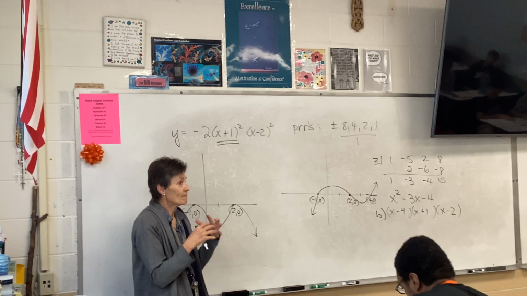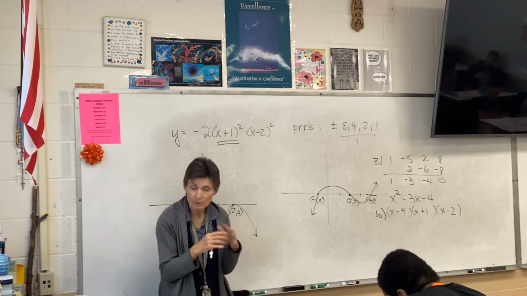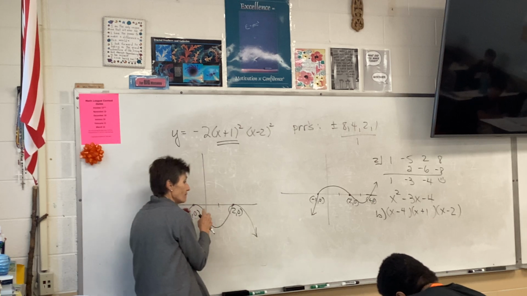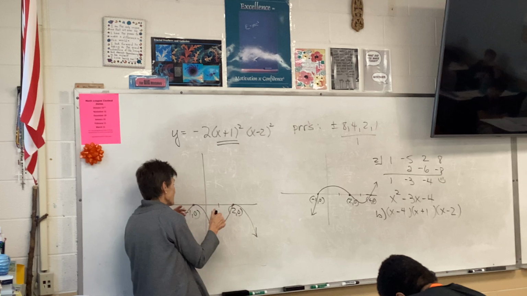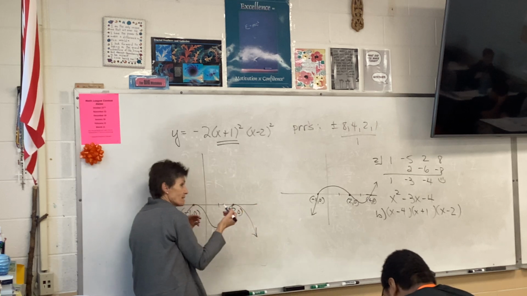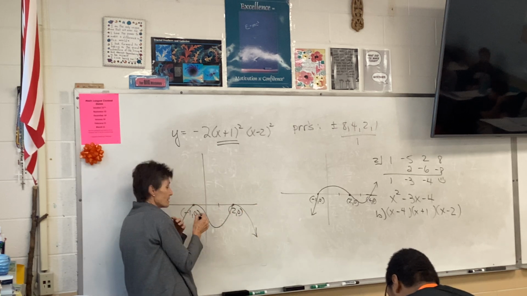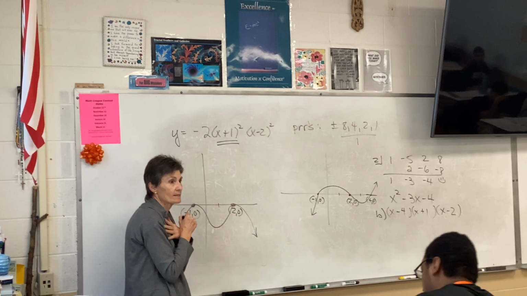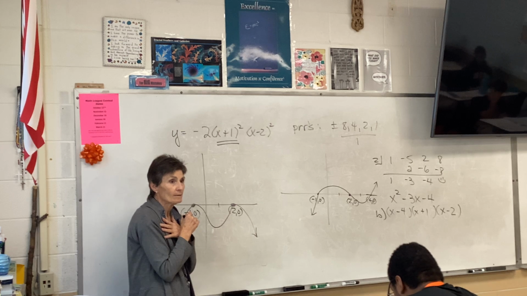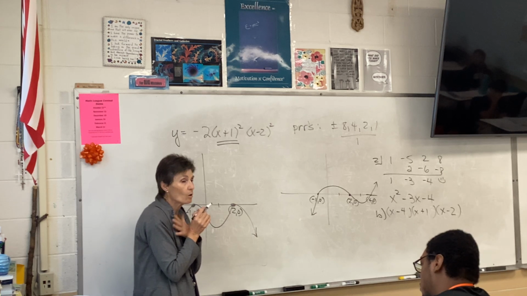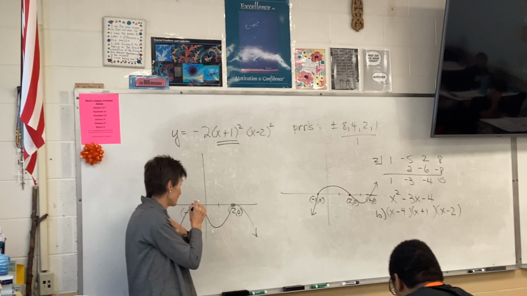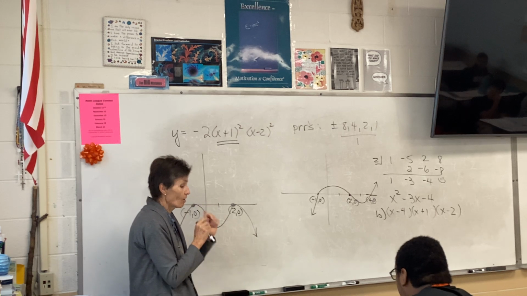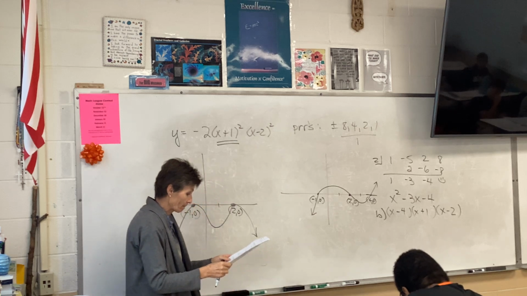Now, one thing I've noticed in your homeworks is that sometimes you're getting carried away and, for whatever reason, you're crossing your x-axis. Kids, these are the only two places you can cross the x-axis. All right? So don't cross anywhere else. Those are the only two places. The dots you put on the x-axis are your x-intercepts.